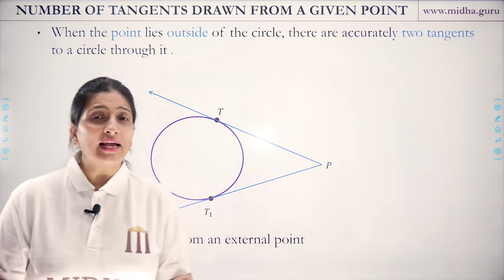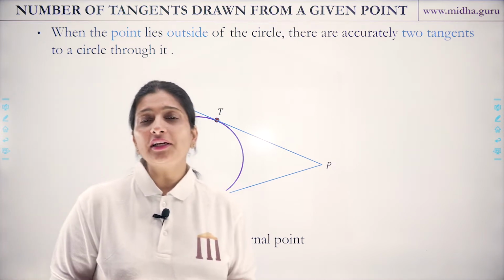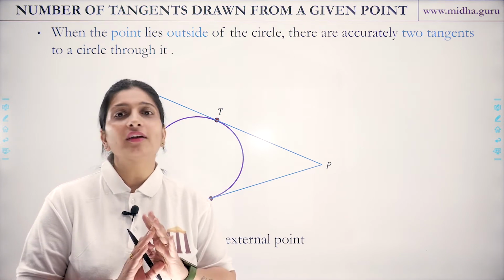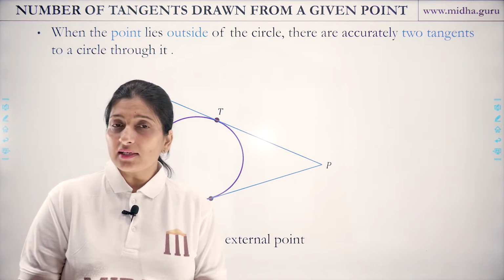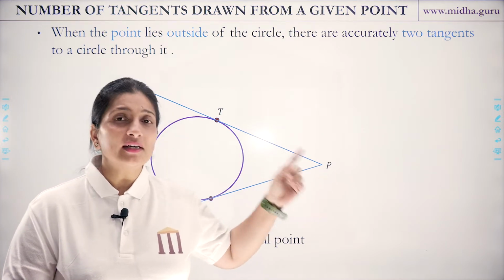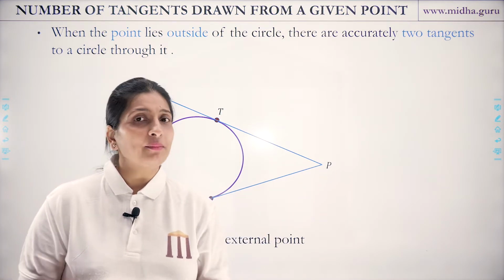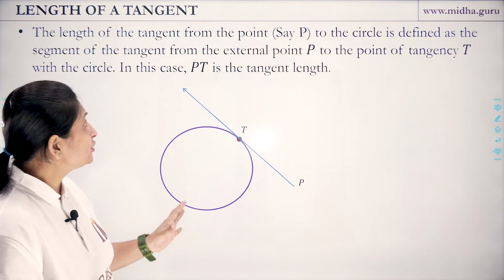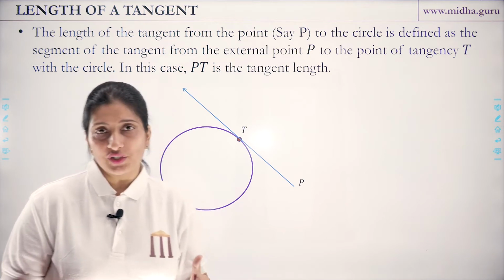So we can summarize as, if the point is in the interior of the circle, the number of tangents which can be drawn is 0. When it is on the circle, the number of tangents is 1. And if the point is in the exterior of the circle, the number of tangents which can be drawn to that circle is 2. Next we will see the length of the tangent.